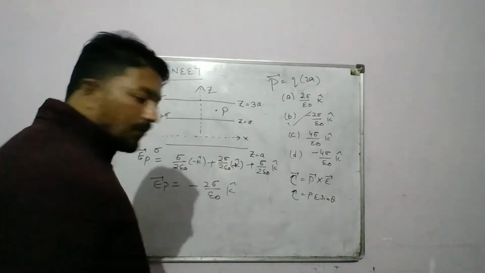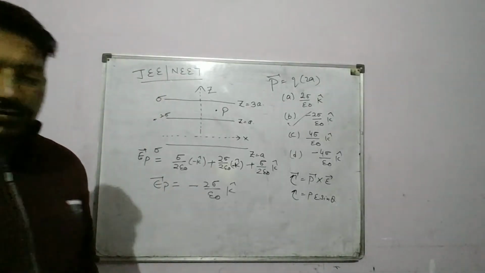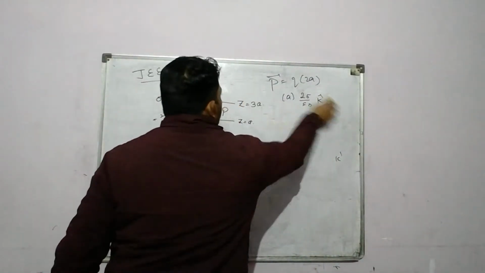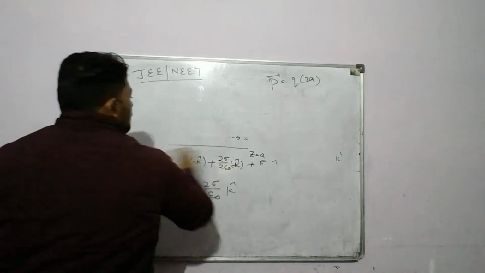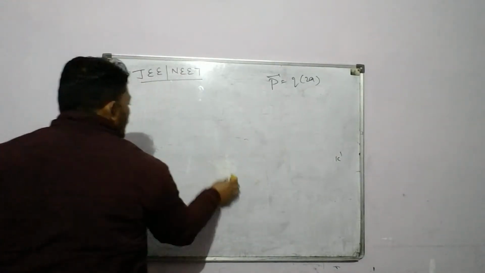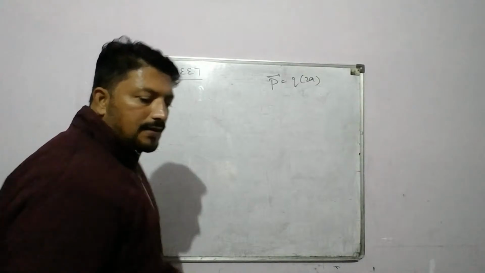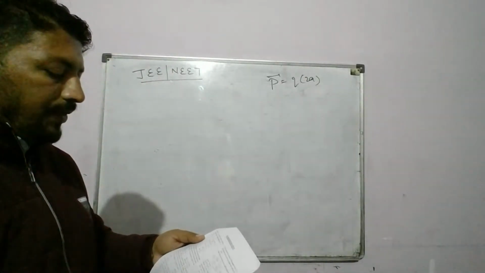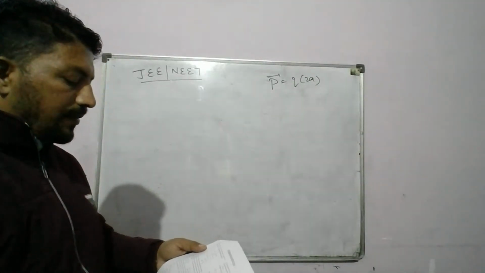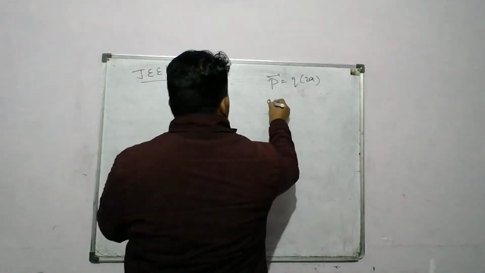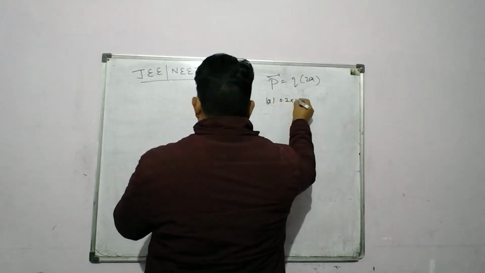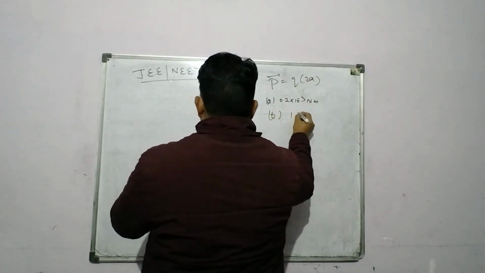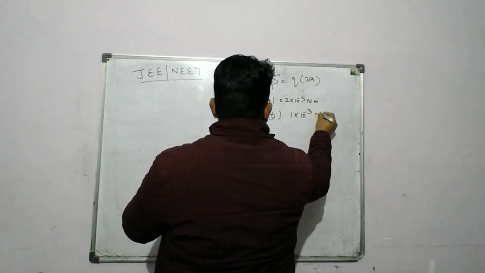So first of all, you understand the question. What is the question? The question is to find the maximum torque on the electric dipole. The magnitude of the charges is 1.0 microcoulomb and the distance is 2.0 centimeter, and the options are given. Option A is 0.2 into 10 raised to power minus 3 Newton meter. Option B is 1 into 10 raised to power minus 3 Newton meter.